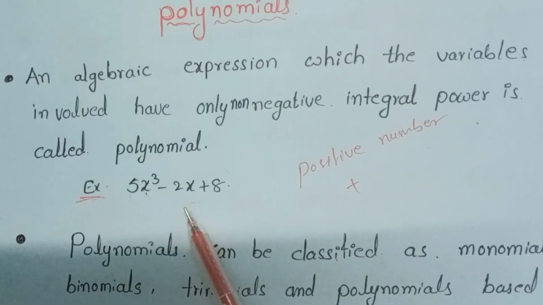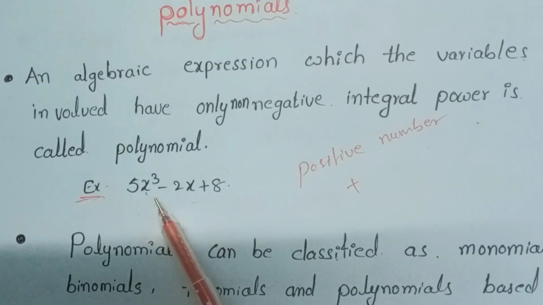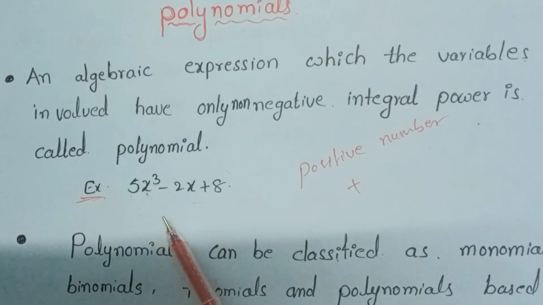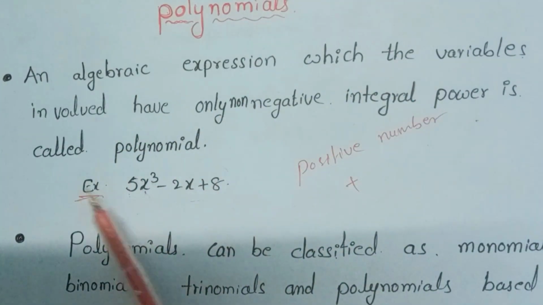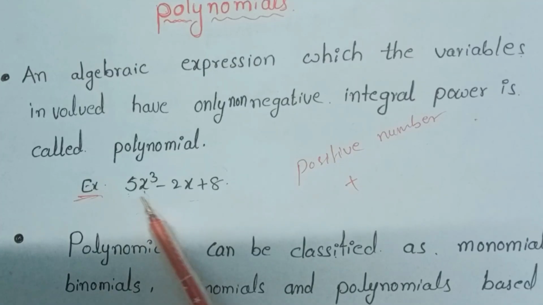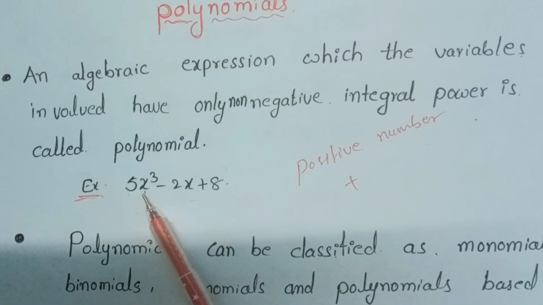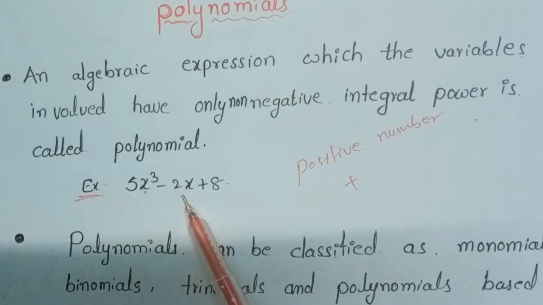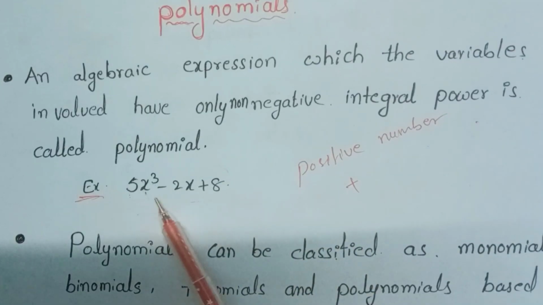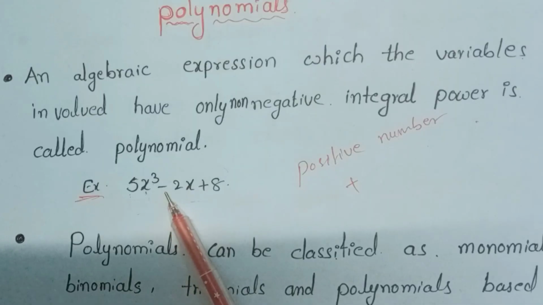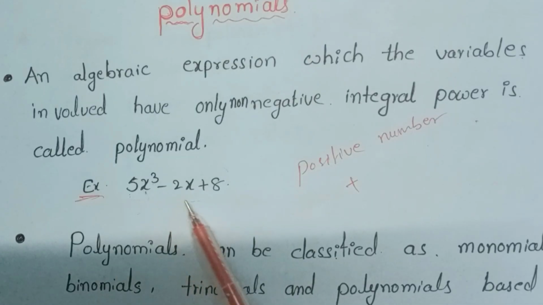Plus or minus separates two terms, and the positive power is called a polynomial. An algebraic expression is one in which the variable terms have non-negative powers. This is a variable, this is a constant, this is one term, this is one term, this is one term. The two terms are separated by a plus or minus symbol.